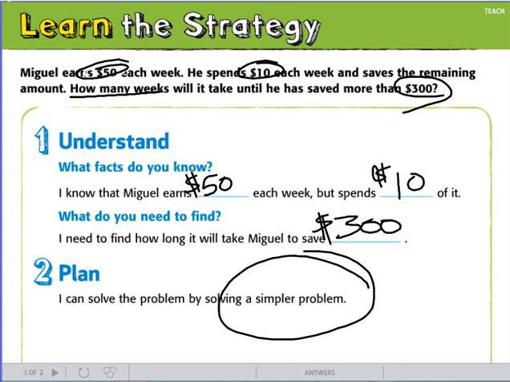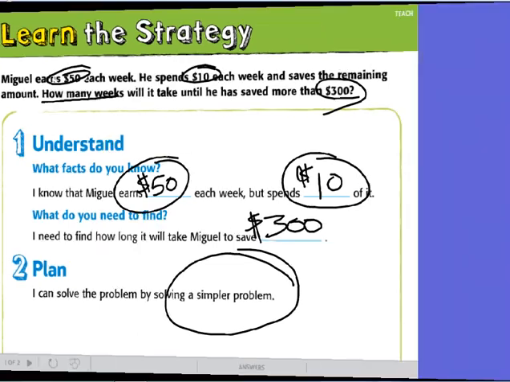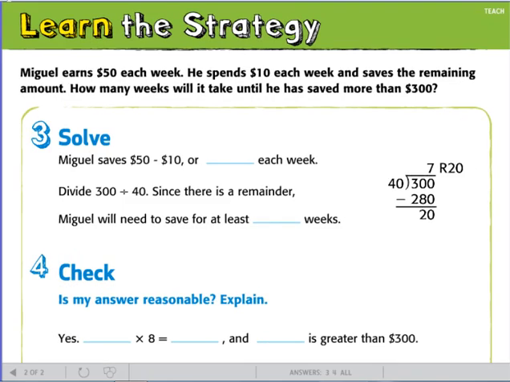We're going to subtract this from this to find out how much he saves in a week, and then we can figure out how many weeks it's going to take him to save the $300. Okay? So, 50 subtract 10, or $40. Now, once we know that there's 40, we can divide 40 by 300.